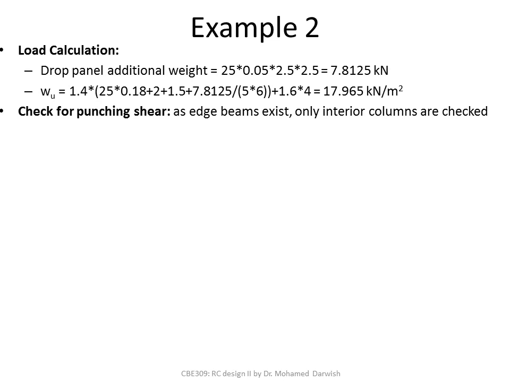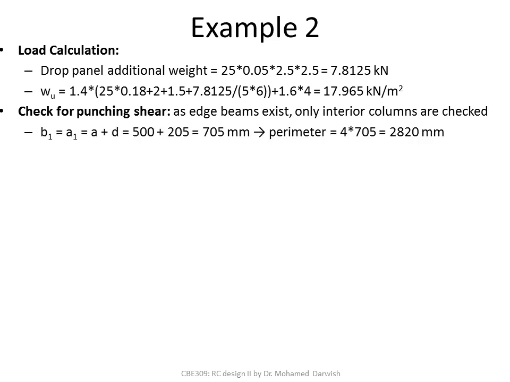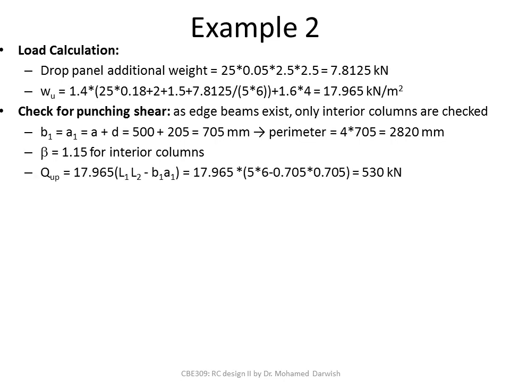Then you will check for the punching. Only interior columns will be checked because we already have an edge beam. So B1 is equal to A1. Now, if you remember, it was 500 plus 175 before. Now it is 500 plus 205 because the thickness has increased at this location. So 205 is actually 230 minus 25. So the perimeter actually increased more. 4 times 705 is 2820. The same beta of 1.15 for interior columns. Q up is more or less near to it, 530 kilonewtons.